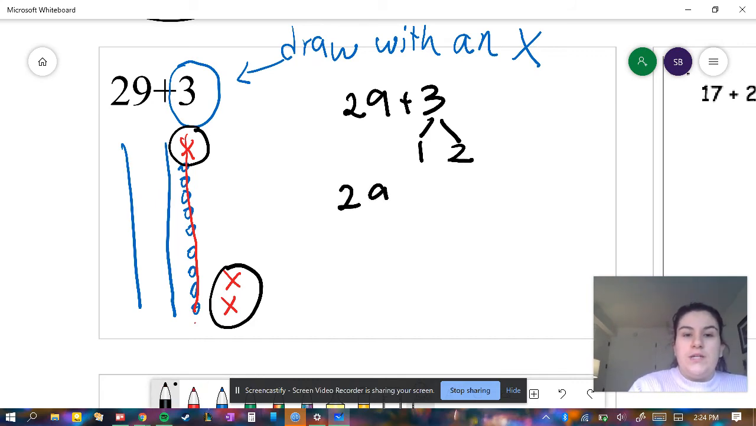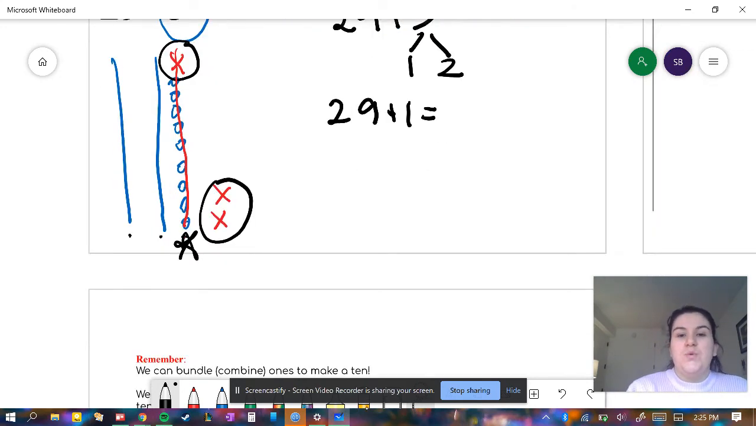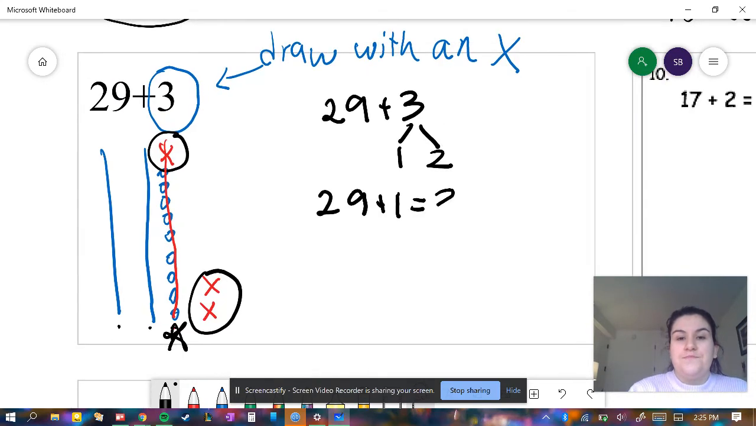We started with 29 and we added 1. That got us to what? Let's count the picture. 10, 20, 30. Yes. Notice that I counted this one right here as a 10 because I drew the line down the middle to make it into a 10. Great. So we know we got 30 when we did that.